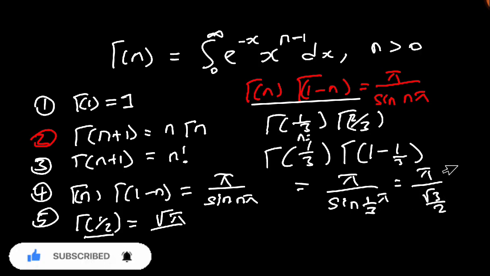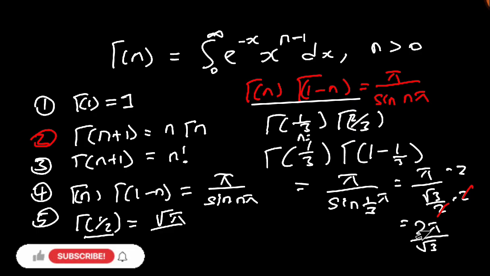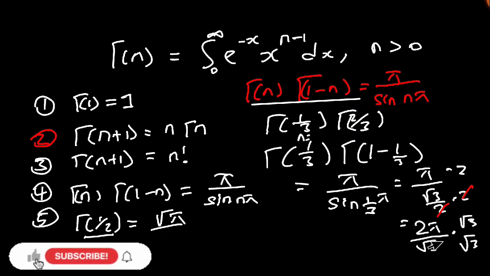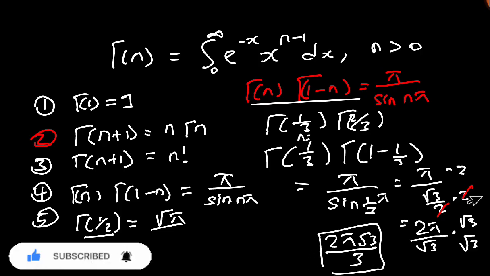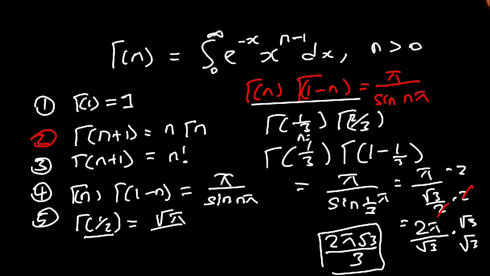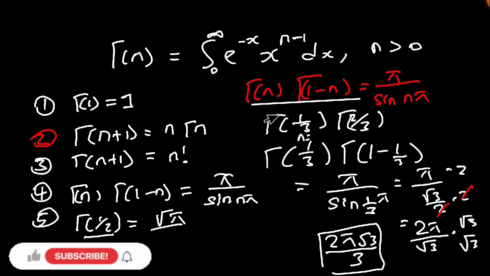So let's multiply both the numerator and the denominator by 2 to clear the fraction at the denominator. This and this will cancel. We're going to have 2 times pi divided by root 3. If you want to further simplify it, we are going to have 2 pi root 3 divided by root 3 times root 3, which is equal to 3. So this is the final answer to this question. Let's solve one more question on this property.